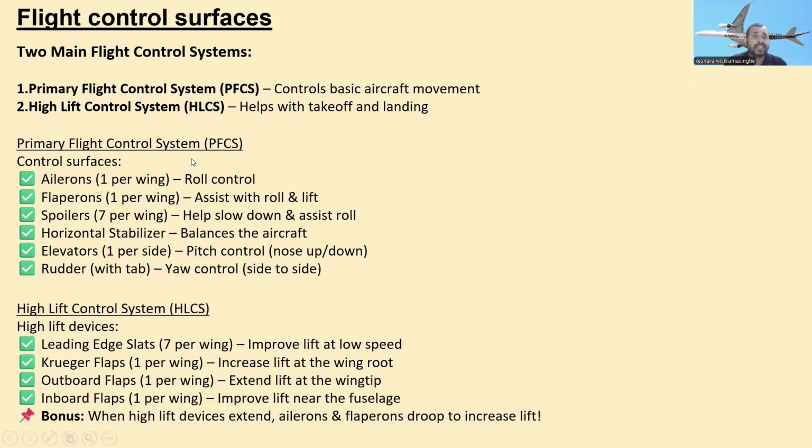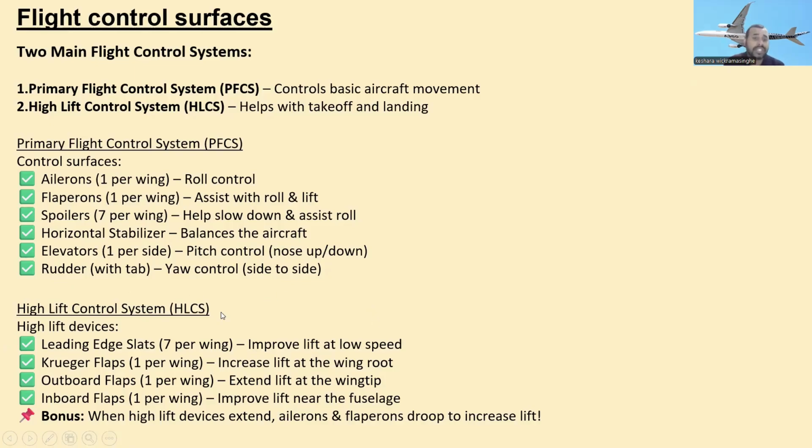The primary flight control surfaces include the ailerons, one per wing, so two ailerons, which control the roll. They also have flaperons in Boeing aircraft, one per wing, which assist with roll and lift. Spoilers: 7 per wing, so 14 spoilers for the aircraft, which help slow down and assist roll. The horizontal stabilizer balances the aircraft, and the elevators, one per side, control pitch, nose up and nose down. The rudder controls yaw, side to side.